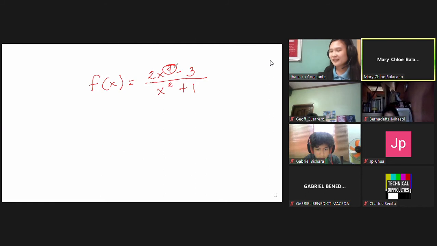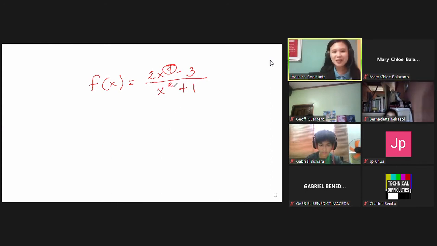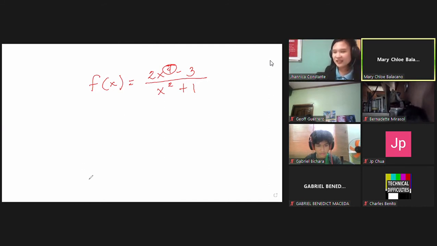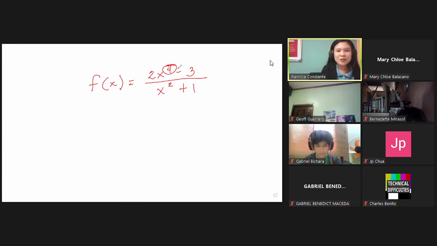If the denominator is the one that has the higher exponent, that is your horizontal. You will not be having an oblique. But if you have a higher exponent in the numerator, you will not be having a horizontal, but instead you are going to get an oblique asymptote.